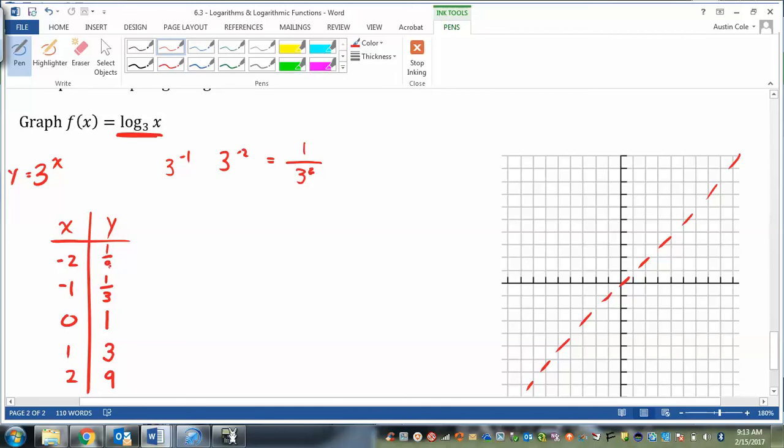Okay, those are the coordinates of 3 to the x. I'm going to graph that just so we get a visual. So if I plot these, 0, 1, 1, 3, 2, 9, negative 1, 1/3, negative 2, 1/9.